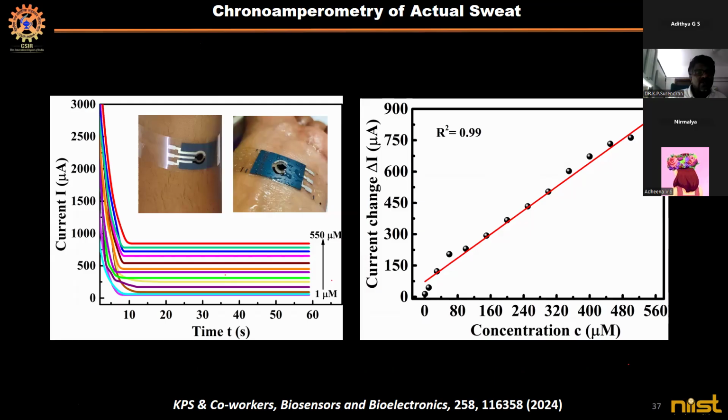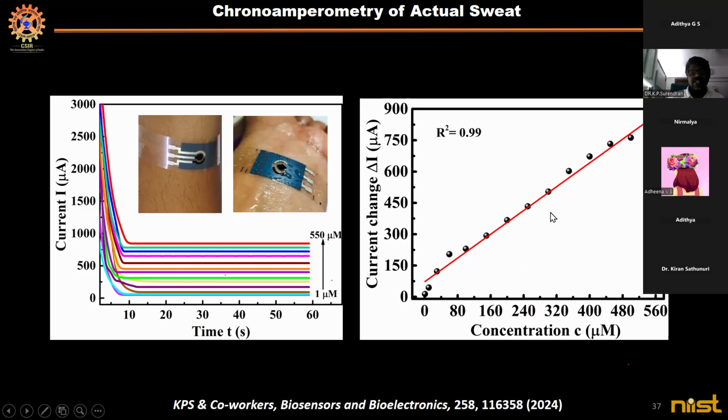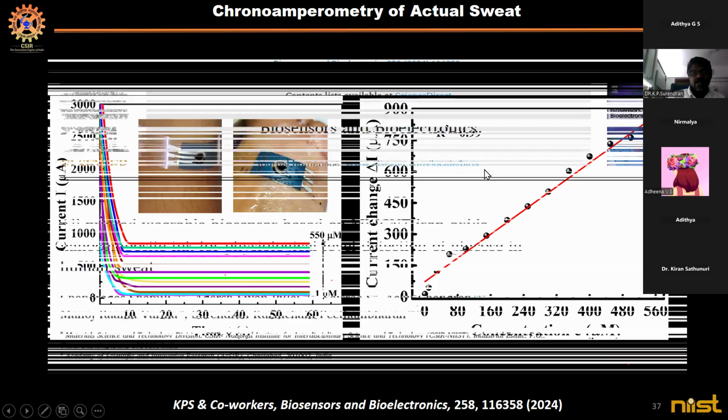And using actual sweat also, we got very highly reproducible results. You can see that the current is increasing linearly with increasing concentration of glucose in blood, because the sweat is being diluted and is being periodically spiked with different volumes of glucose. So that is how it is being done.